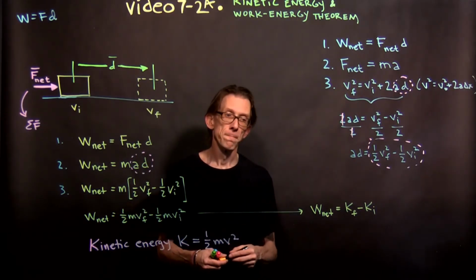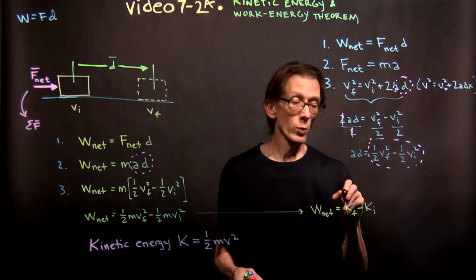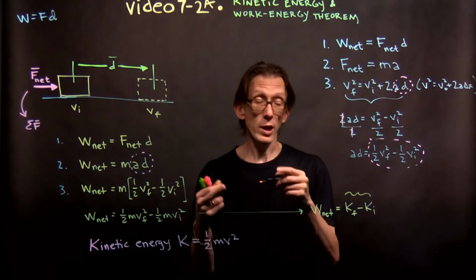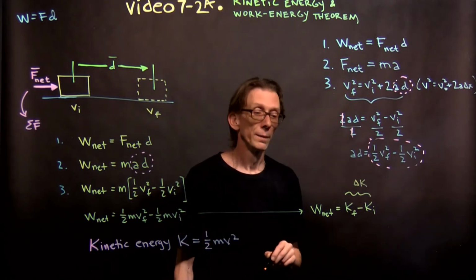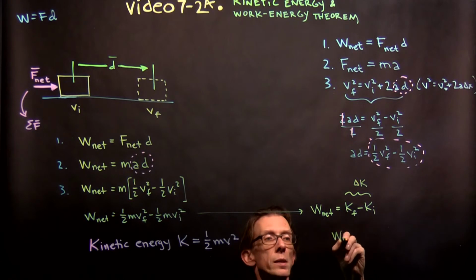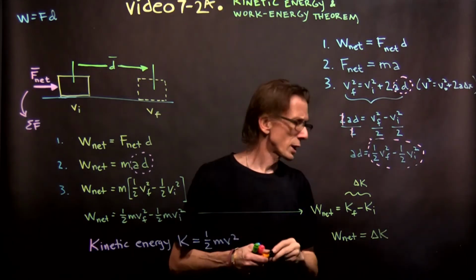Okay. Or more compactly still, as we like to do oftentimes, a final value minus an initial value is the change in that value. So we can call this delta K. So what we end up with is work net equals delta K.